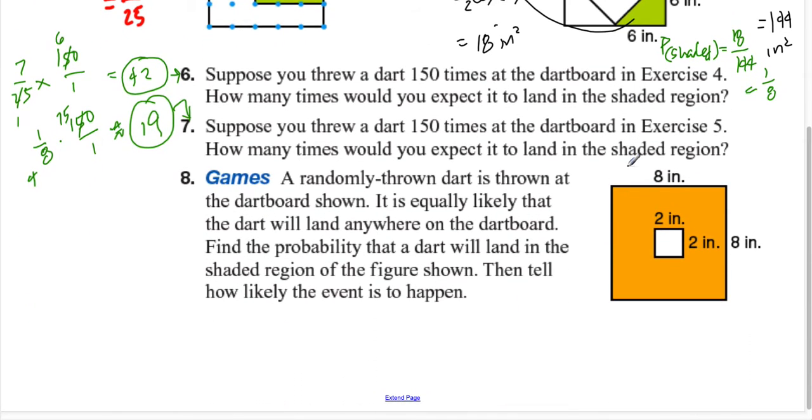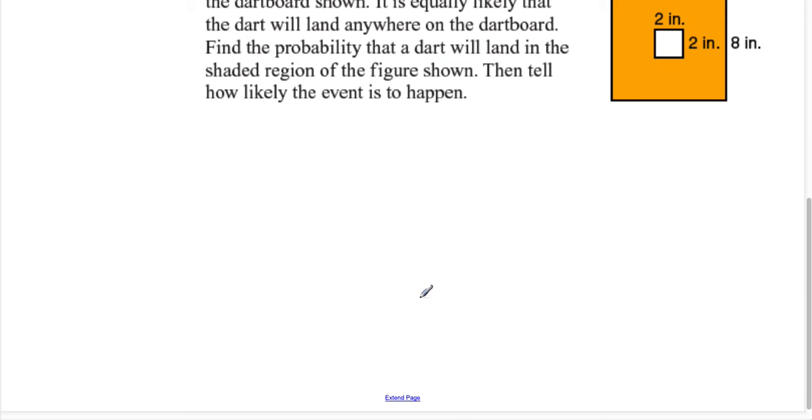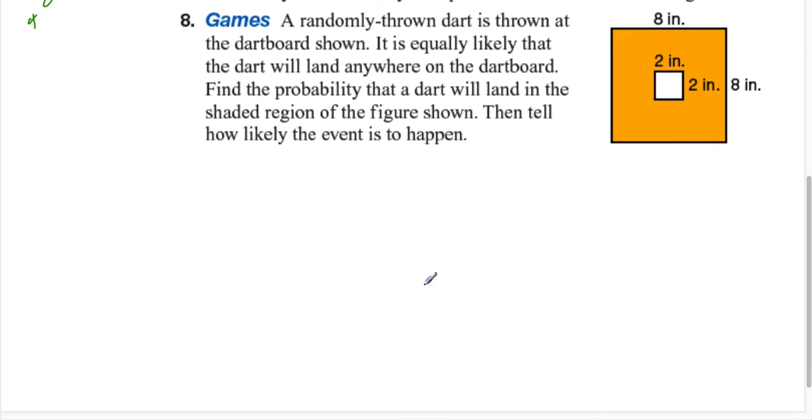Okay, let's do example number 8 because this is the one that you're going to have the most difficulty in. So pay attention. A randomly thrown dart is thrown at the dartboard shown. It is equally likely that the dart will land anywhere on the dartboard. Find the probability that the dart will land in the shaded region on the figure below. Then tell how likely the event is to happen. So in this case, you want to find the probability of it landing in the shaded region.